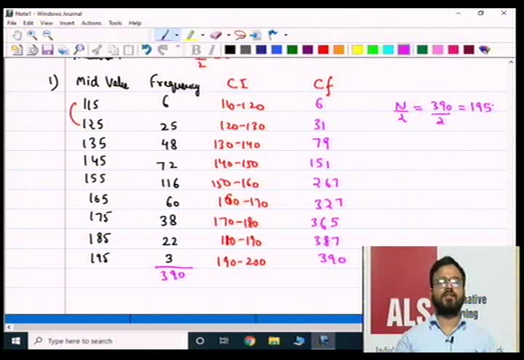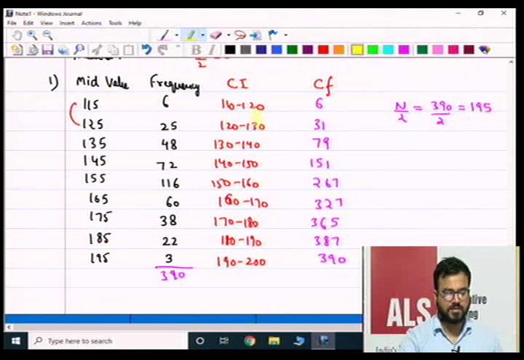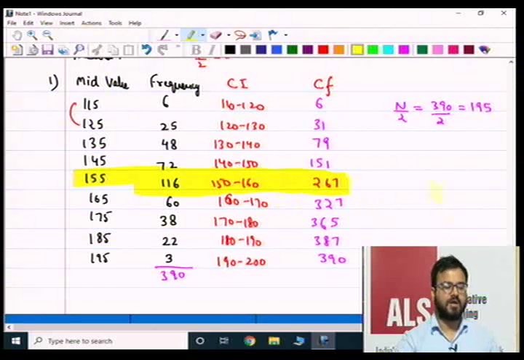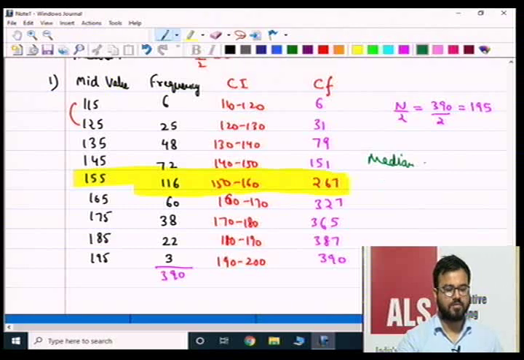Now after getting this, we have to see the cumulative frequency just greater than 195. Just greater than 195 is 267. So this will become our median class. After getting this median class, the only thing left is substituting the values in the formula. So median will be equal to L plus n by 2 minus Cf upon f into h.